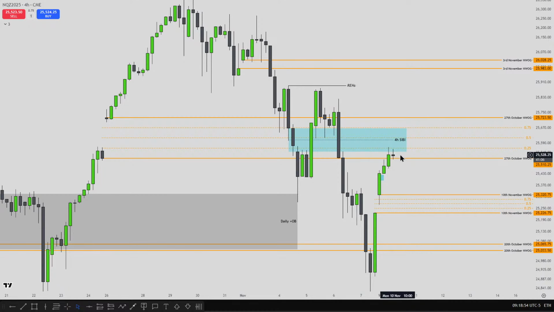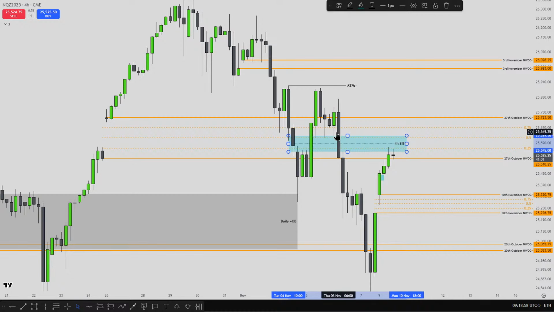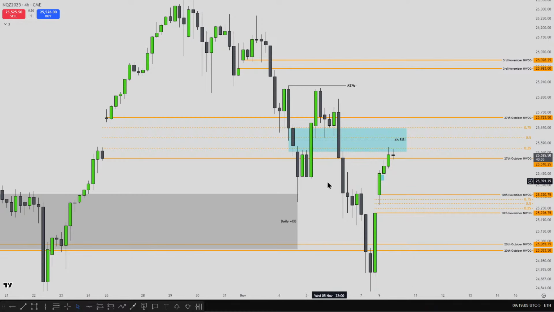This 4-hour SIBI, I want to see that traded through, and then if you want to refine it more, you can refine it down to this SIBI and look for that to be traded through, but I'm cutting through candles from the original, well, technically it's a suspension block, but I'm going to classify it as a SIBI.